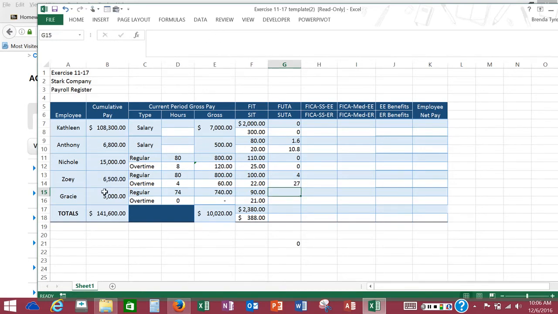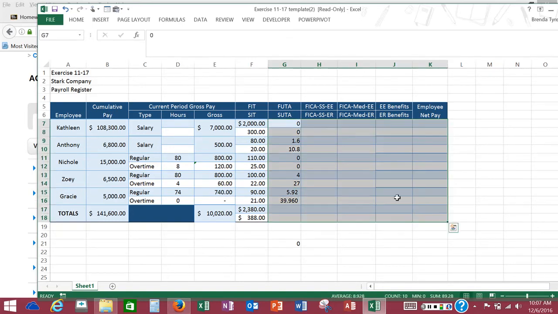And Gracie has cumulative pay of $5,000, and her gross pay is $740. So if we look at 7,000 minus 5,000 is 2,000. Gross pay is $740. So in this case, she's still under the limitation. So we'll take the gross pay number of $740 times 0.008 and 740 times 0.054. Now you can make your numbers, and we can go ahead and do this for our whole table.